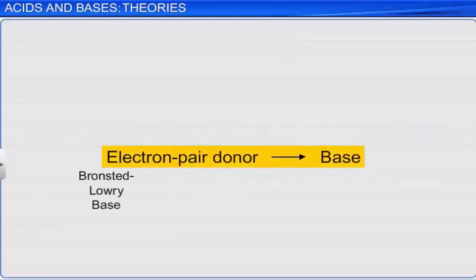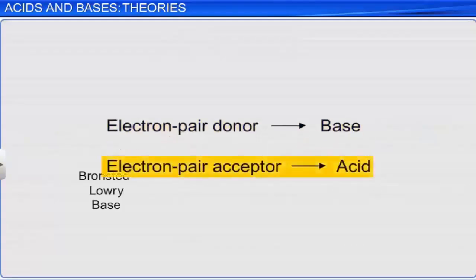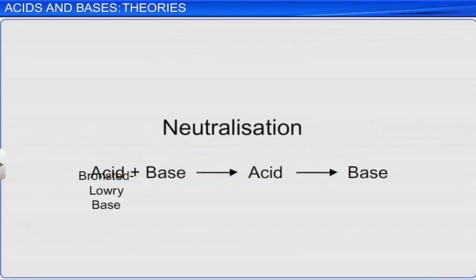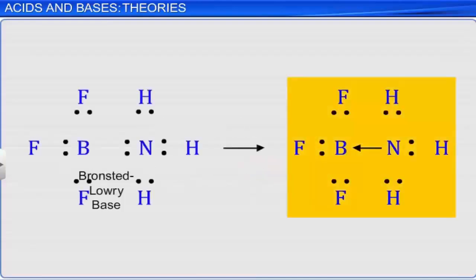According to this theory, a neutralization reaction is simply the formation of a coordinate covalent bond between an acid and a base. For example, in the formation of NH3BF3 adduct, the boron of BF3 accepts a lone pair of electrons from the nitrogen of ammonia and forms a coordinate covalent bond.